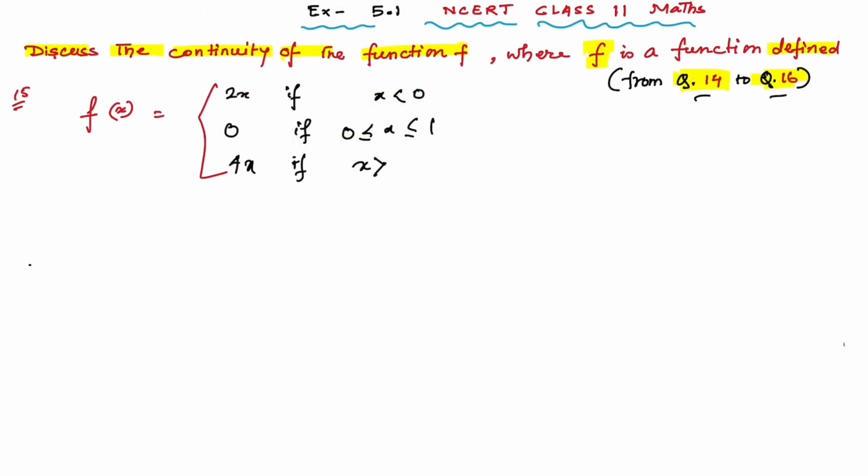As you can see, the function given in question number 15 is f of x is twice x if x is less than 0.